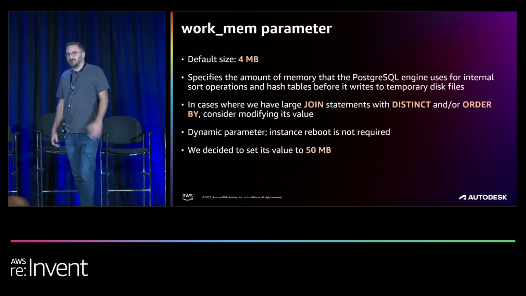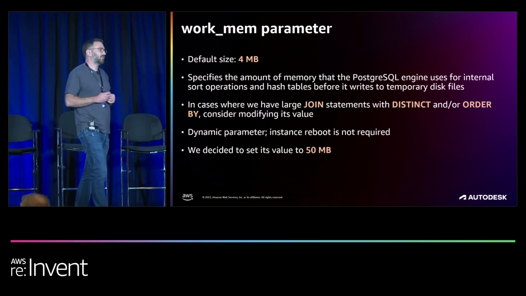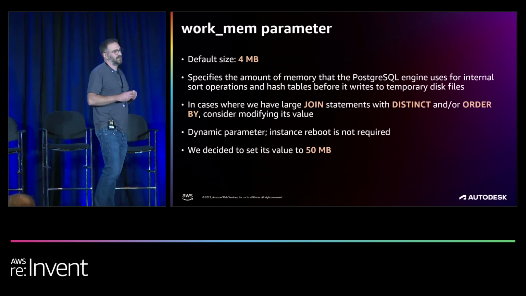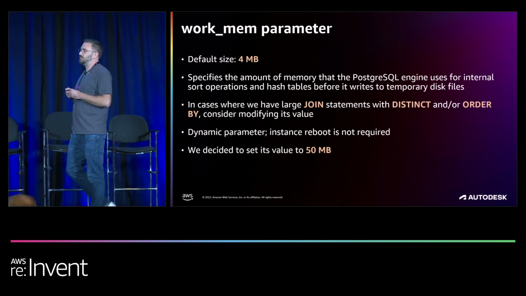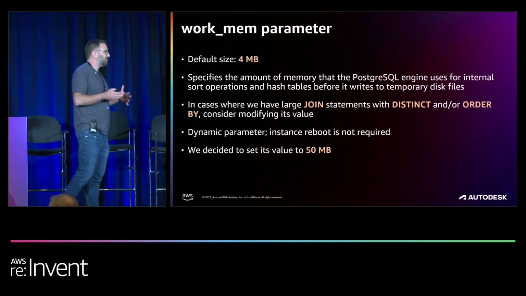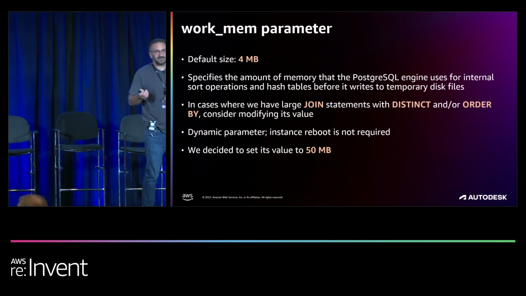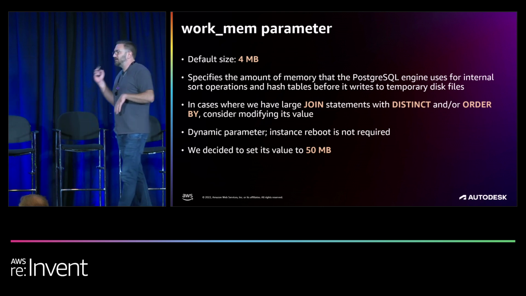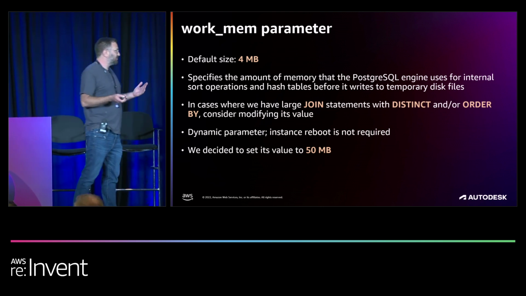So apparently, it is the parameter that sets the threshold for a query execution to use the disk. Its default value is 4 megabytes, meaning if a query execution requires 3 megabytes, it will use memory only. If it requires 5, it will use both memory and disk. It is a dynamic parameter, meaning an instance reboot is not required, which is awesome.